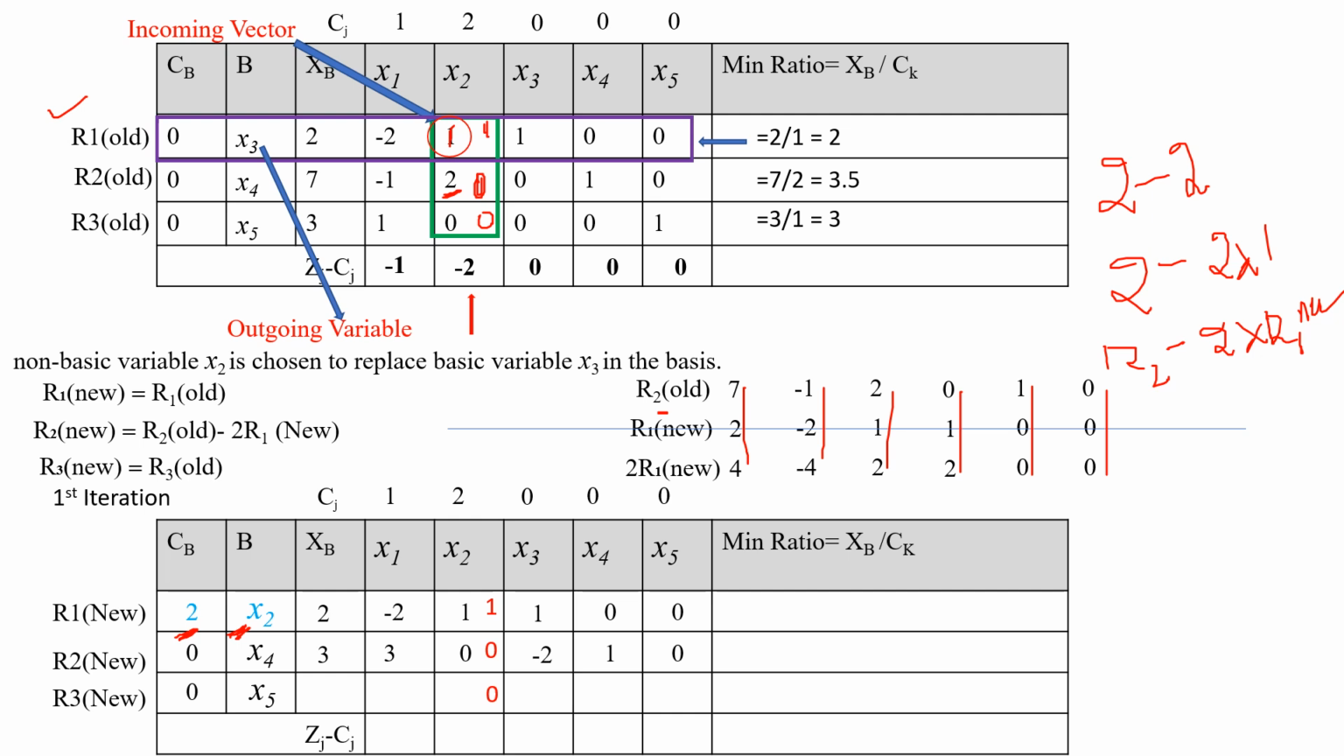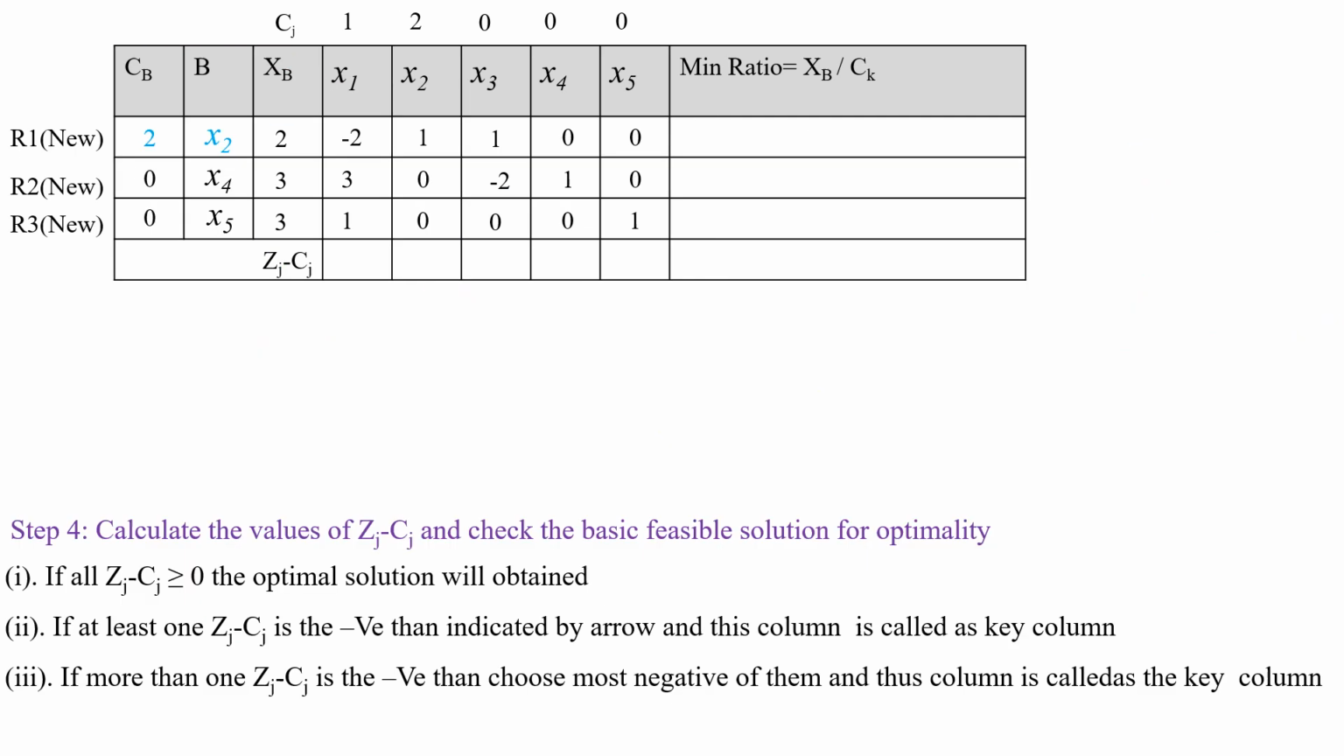So the next row operation is R3 new equal to R3 old, because here we have to get the 0 value, but it is already 0. So no need for any row operations. The same row values of the old table have to be written down in the new simplex table also, that is 3, 1, 0, 0, 0, 1.